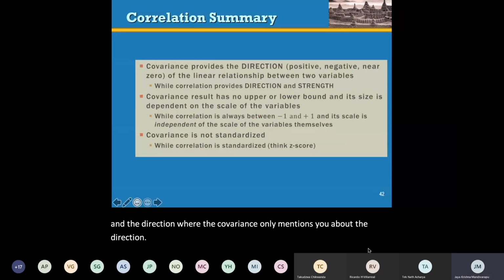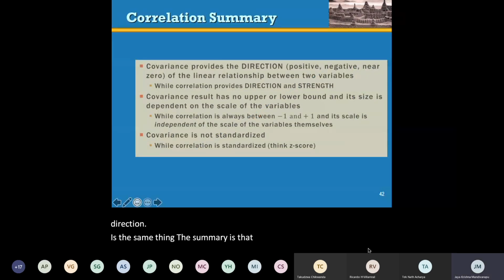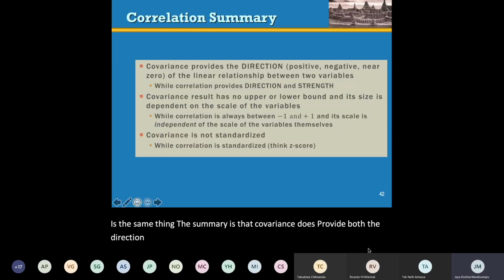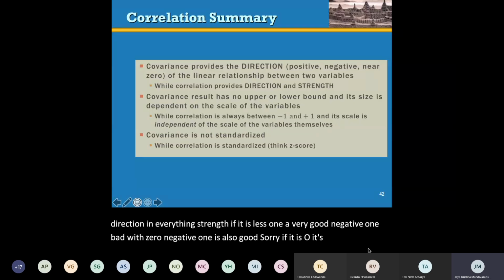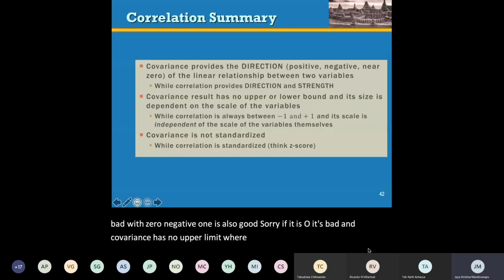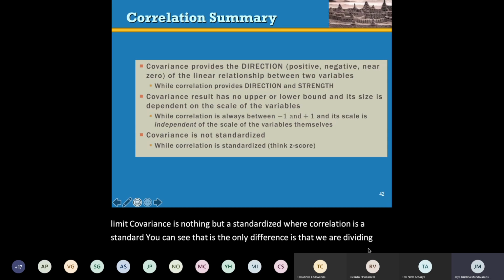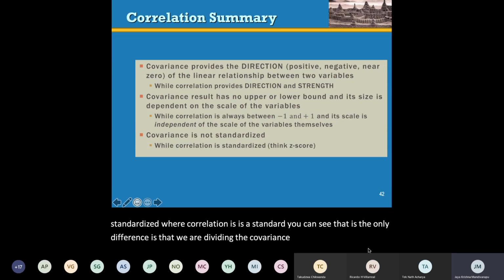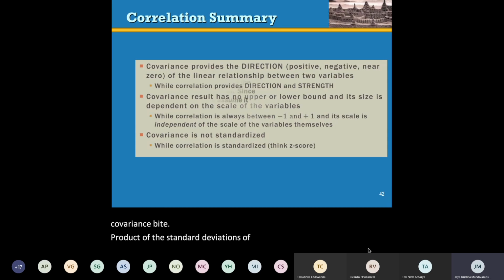The summary is that correlation provides both the direction and the strength. If it is +1, it's very good; -1 is also good. Sorry, if it is 0, it's bad. Covariance has no upper limit, whereas correlation does have an upper limit. Correlation is the standardized version. The only difference is that we are dividing the covariance by the product of the standard deviations of x and y.